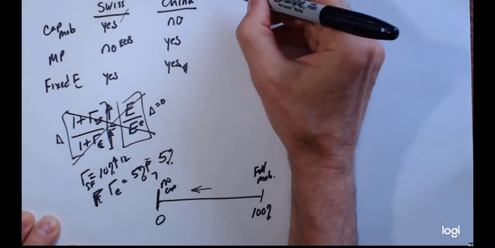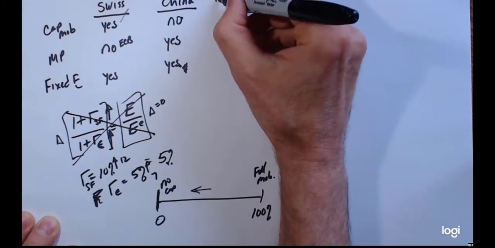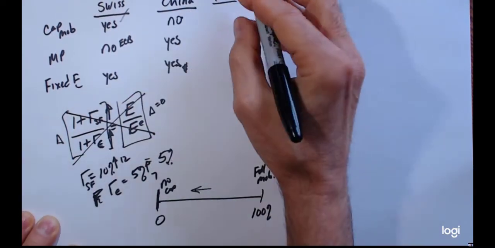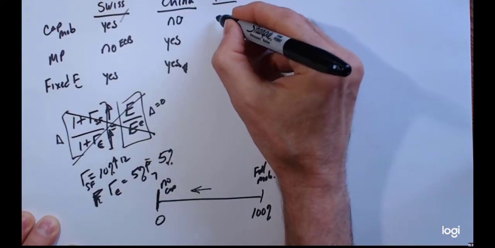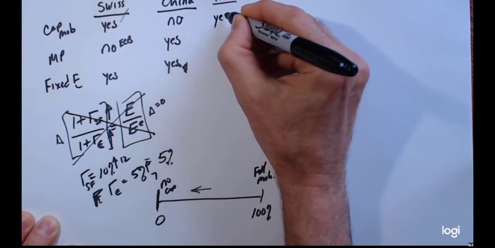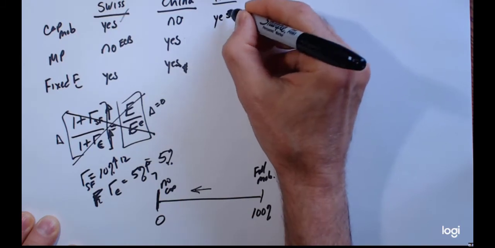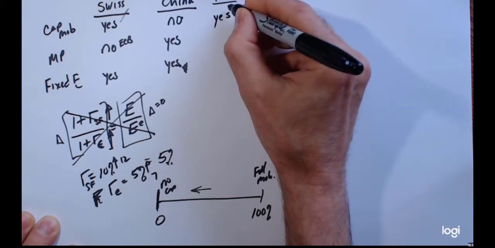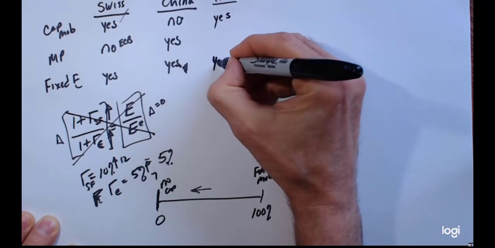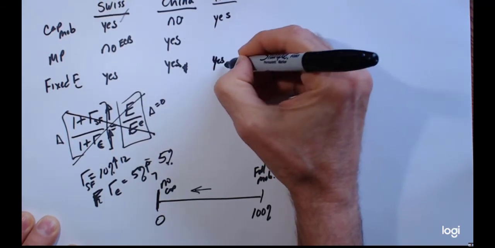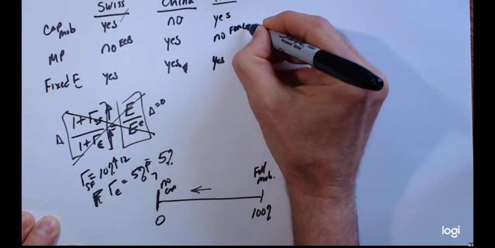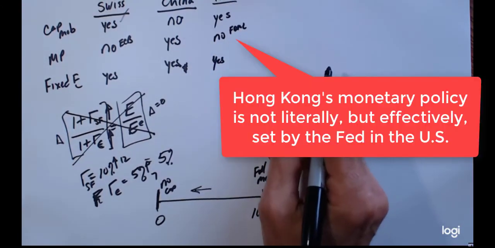Now, you could also look at Hong Kong, and Hong Kong is pretty similar in this context to Switzerland. Hong Kong is not a country, but a special region, and they have capital mobility, unlike China. They do have a fixed exchange rate to the dollar, but their monetary policy is set by the FOMC. They have no monetary policy of their own.